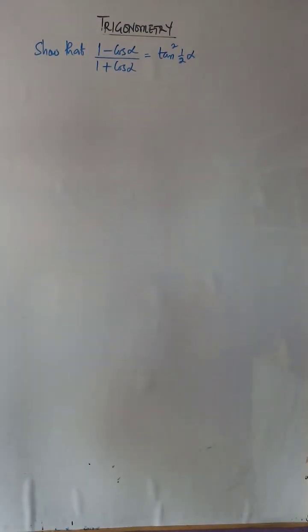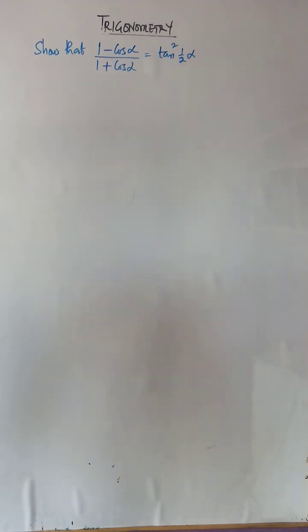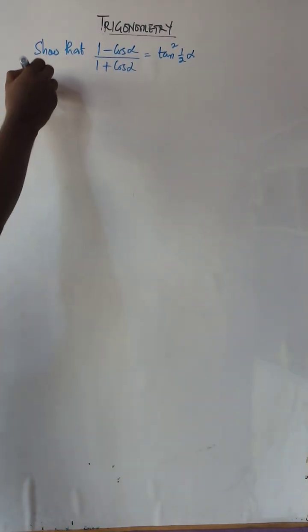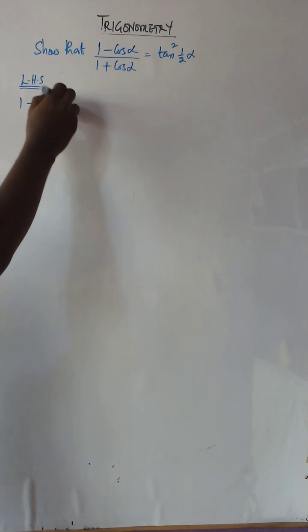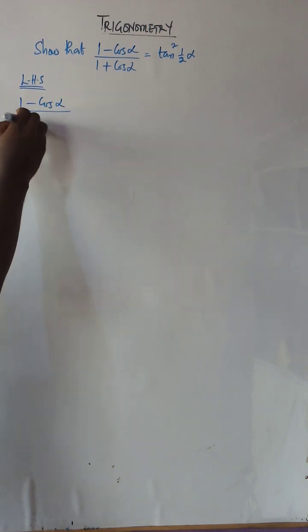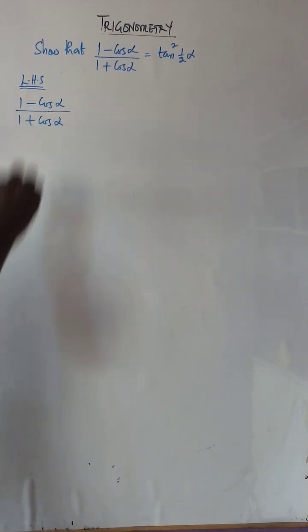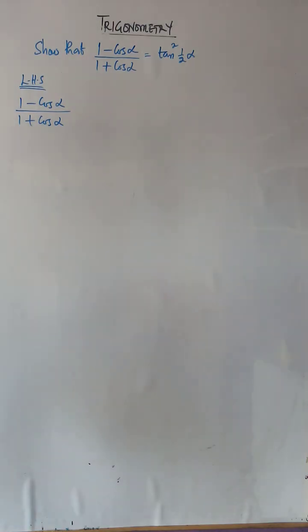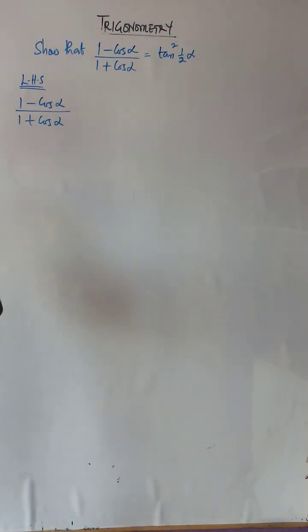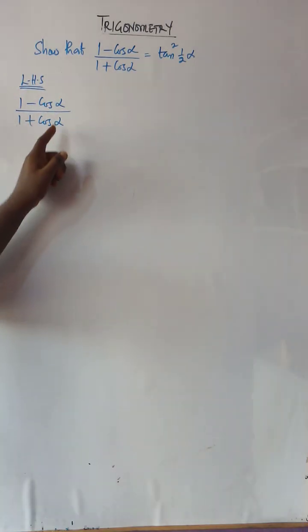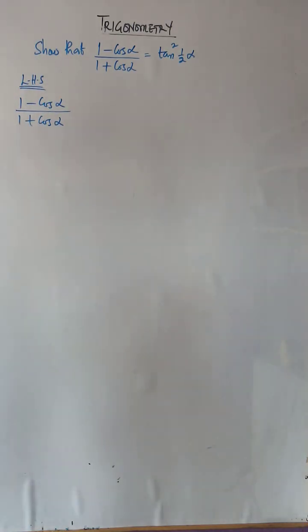Look at this question. Show that this equals this. So we have to show the left hand side equals the right hand side. On the left hand side, you're having 1 minus cos alpha over 1 plus cos alpha. And here there's a little problem. Here you're having angle alpha, here you're having half alpha. So we have to link this to half angle. So we should be able to express this cos alpha in terms of half angle.